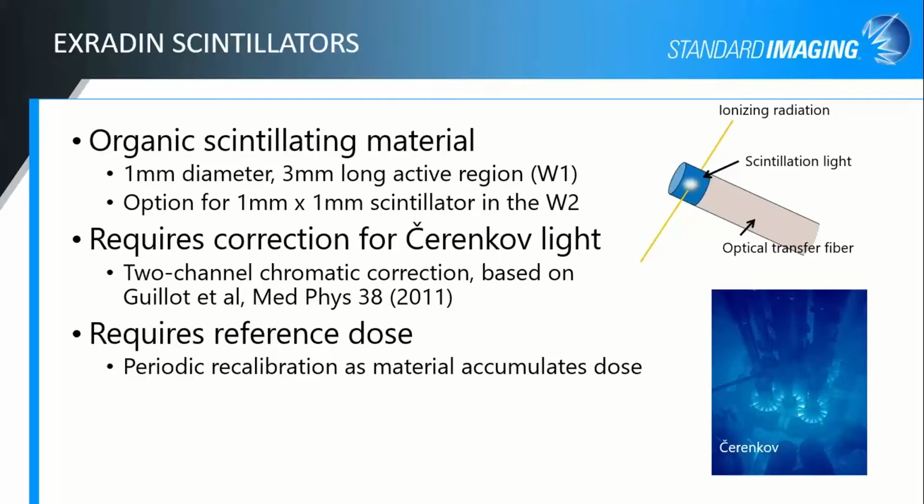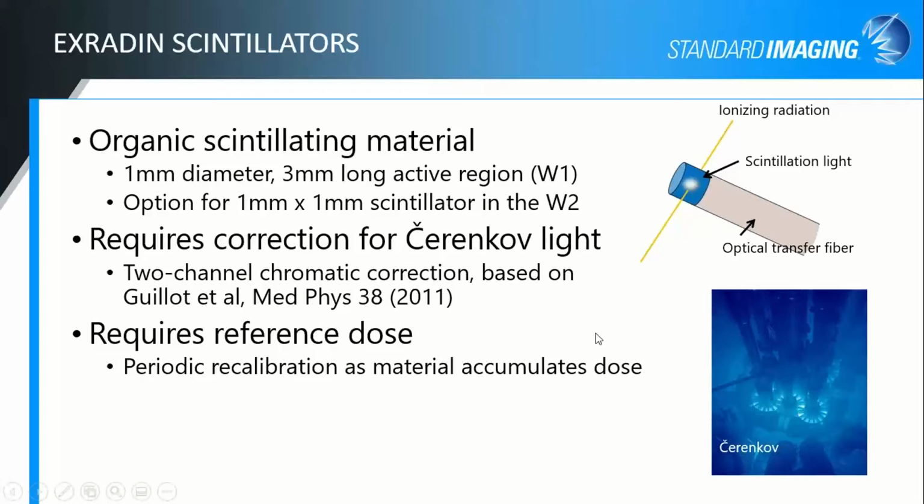In Med Physics from 2011, showing that although the varying lengths of the fiber generate different amounts of Cherenkov, the spectrum is stable. And so if you split the spectrum into 2 portions, you can use the amount of Cherenkov in the one portion of the spectrum to subtract the Cherenkov from the signal portion of the spectrum. And I have a slide for that later.